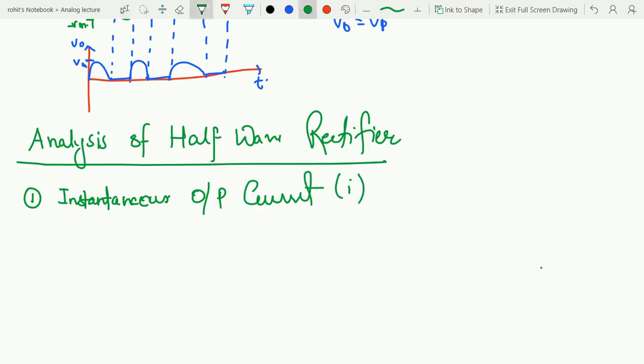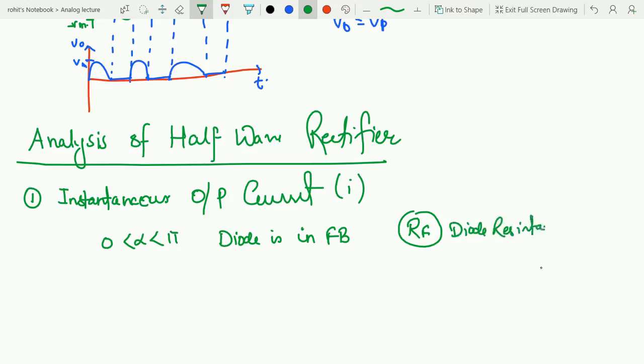So see guys, for alpha 0 to pi it is conducting, so the diode is in forward bias. Let's say the diode has a resistance of RF, the diode resistance. And so we can write KVL in this interval 0 to pi. So what is our circuit? We can make our circuit here.